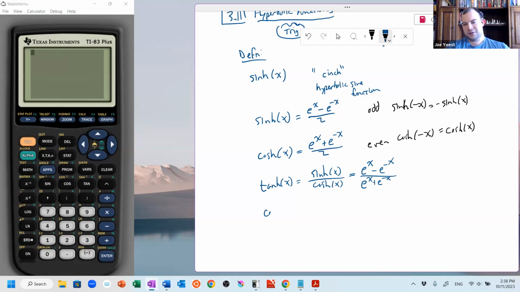And we have the others: hyperbolic cotangent of x, hyperbolic secant of x, and hyperbolic cosecant of x, which I've never heard called anything other than just how I said them, similarly defined. The hyperbolic cotangent is 1 over the hyperbolic tangent. The hyperbolic secant is 1 over the hyperbolic cosine, and the hyperbolic cosecant is 1 over the hyperbolic sine.